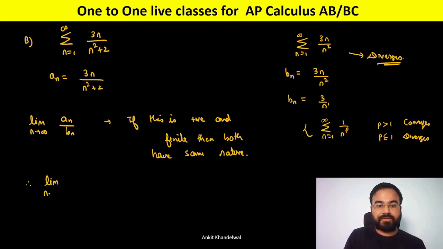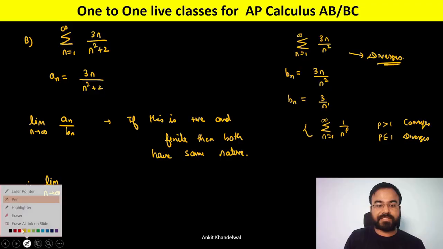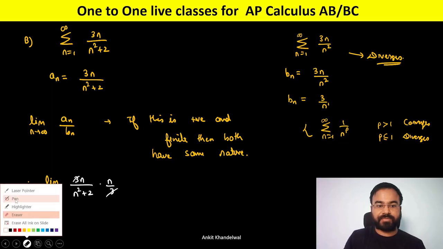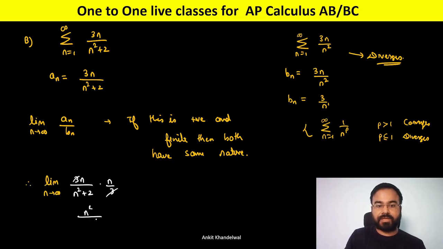So limit n tends to infinity. What is a_n? a_n is 3n upon n square plus 2, divided by b_n. b_n is 3 upon n. So when we divide by 3 upon n, we take the reciprocal, it becomes n upon 3. The 3 can be cancelled over here. So on simplifying, it becomes n square over n square plus 2, limit n tends to infinity.